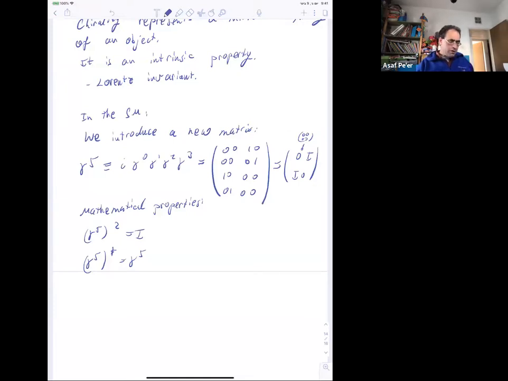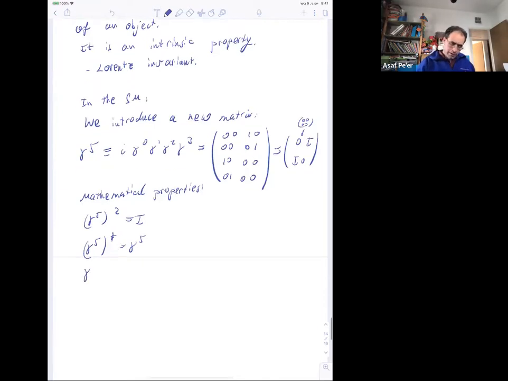And it anti-commutes with all the other gamma matrices. Gamma 5 gamma mu is minus gamma mu gamma 5. Otherwise, gamma 5 gamma mu is equal to 0. That, by the way, is called the Clifford algebra, in case you encounter the name. It's the algebra of objects that anti-commute with each other.